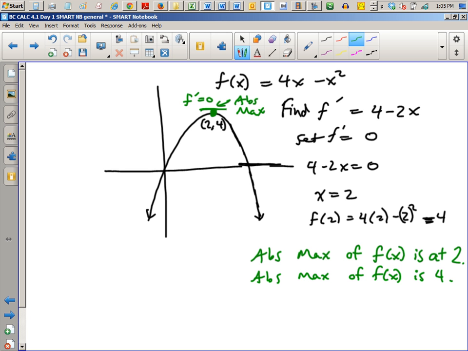Okay, where is the absolute minimum? This graph has no endpoints, right? Also, there's no lowest point on the graph. So this is kind of an interesting case. But there is no absolute min.